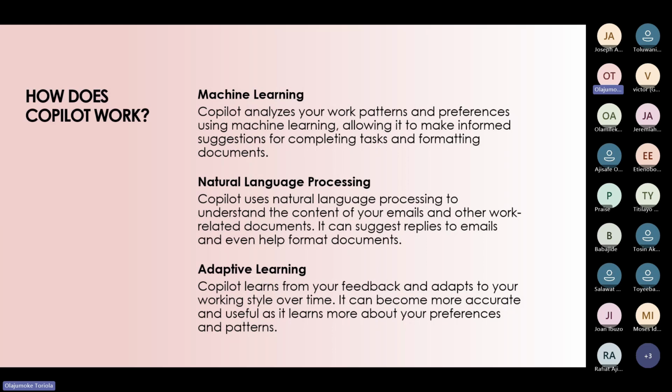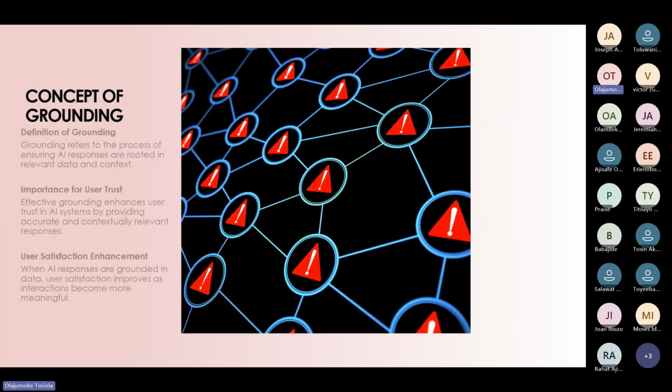Now, some of the concepts that we might come across going forward is grounding. And what does grounding mean? Grounding is an essential concept in Copilot. What grounding means is that it ensures that the AI responses given by Copilot are based on relevant data and context.